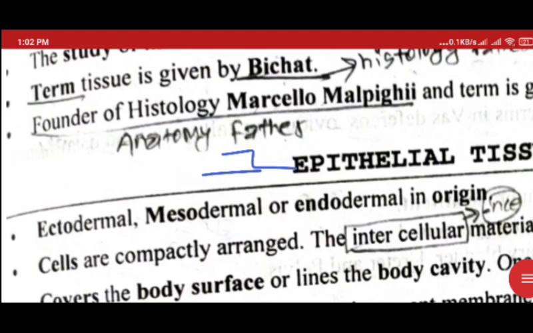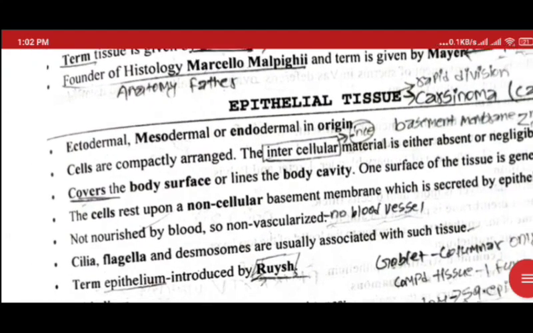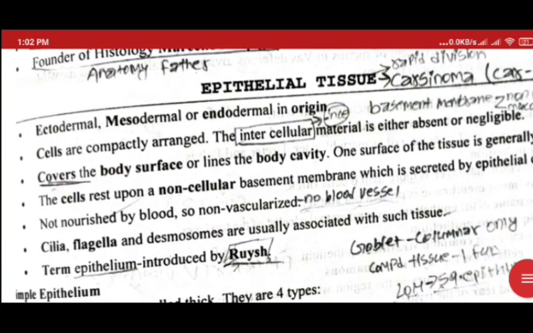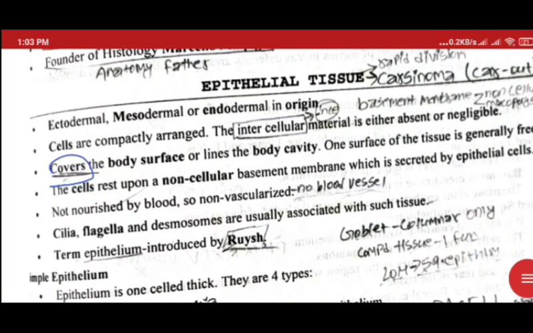In covering we have different epithelial tissue, and epithelial tissue originates from three germ layers: ectoderm, mesoderm, and endoderm. Ectoderm means skin derivatives, mesoderm means coelom derivatives, and endoderm means gut derivatives in origin. Here we discuss covering, with no blood vessels. Also remember the term epithelium, given by Ruysch.